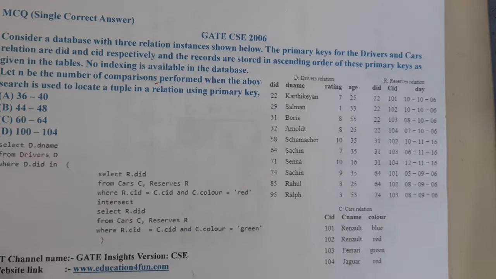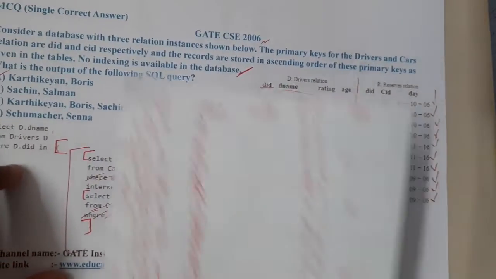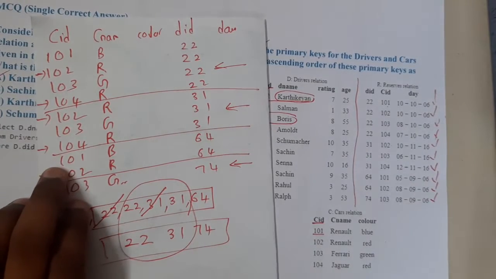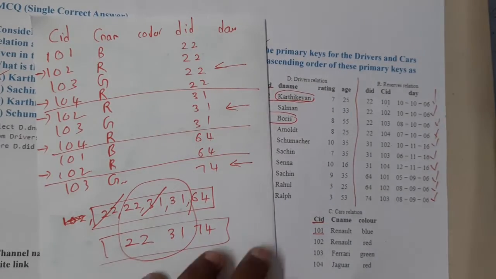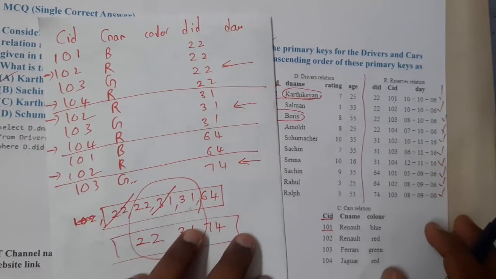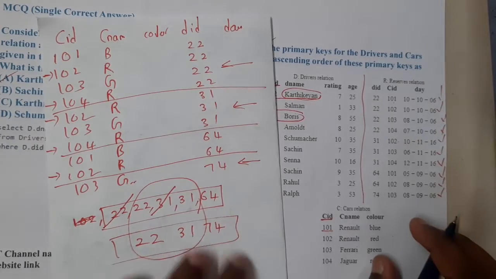This question might be a bit interesting and a bit confusing, because in the options, they clearly give ranges: 36 to 40, 44 to 48, 60 to 64, 100 to 104. So let us check. How many times did we compare and how many times did we do this checking? Let us think of it now. When it comes to comparisons, first of all, what comparisons did we do?